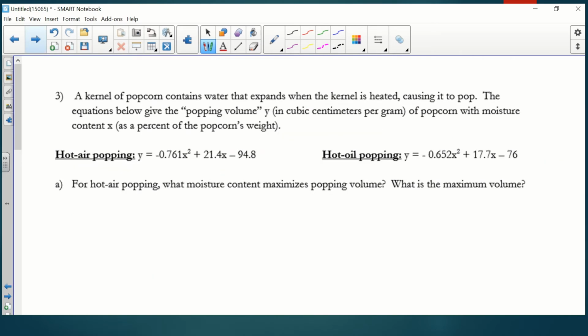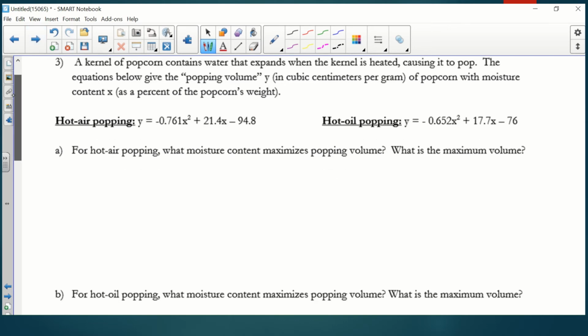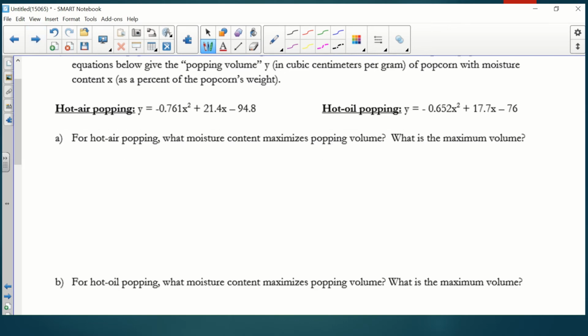A kernel of popcorn contains water that expands when the kernel is heated, causing it to pop. The equations below give the popping volume, Y, in cubic centimeters per gram, of popcorn with moisture content X as a percent of the popcorn's weight. So we're looking at hot air popping and hot oil popping, and we'll have to distinguish when to use each equation given the problem. So for hot air popping, what moisture content maximizes popping volume?